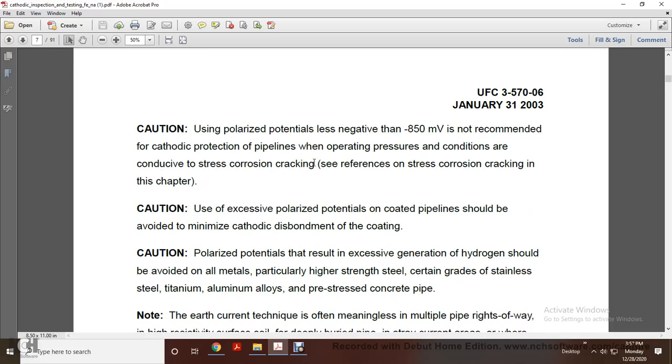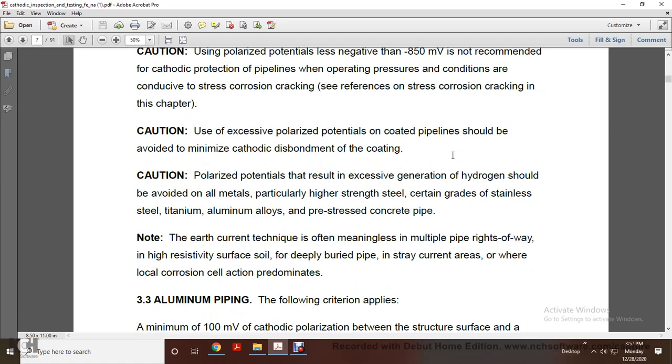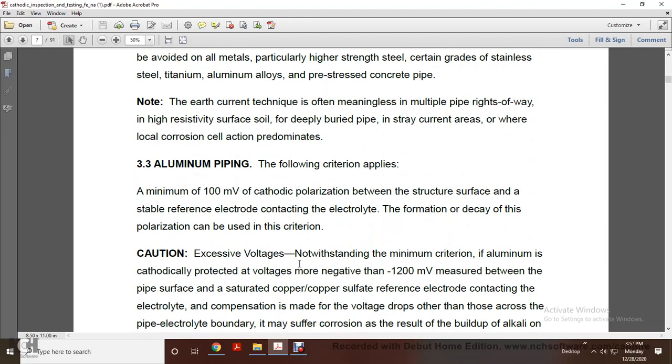Caution: excessive polarized potentials on coated pipelines should be avoided to minimize cathodic disbondment of the coating. Polarized potentials that result in excessive generation of hydrogen should be avoided with all metals, particularly high-strength steel, coiled tubing, stainless steel, titanium, aluminum alloys, and prestressed concrete pipe. Note: the earth current technique is often meaningless in areas of multiple pipes, highly resistive surface soil with deep buried pipe, and stray current areas where local corrosion cells are predominant.